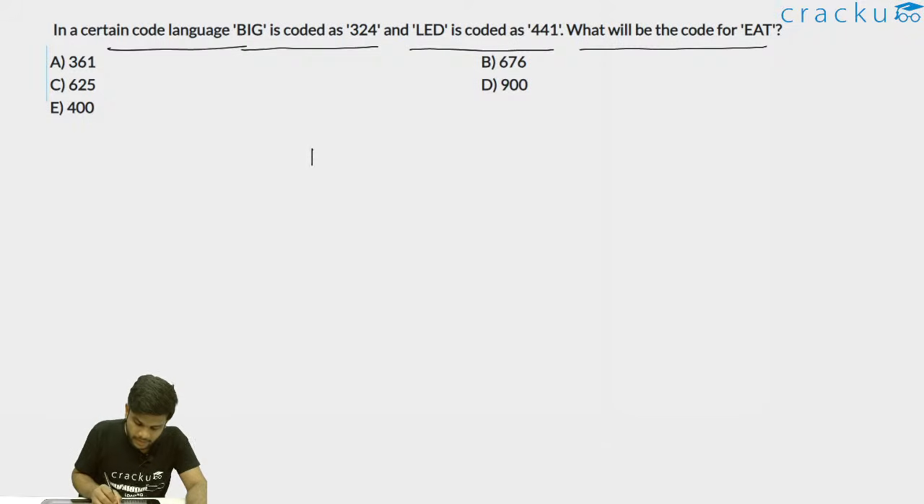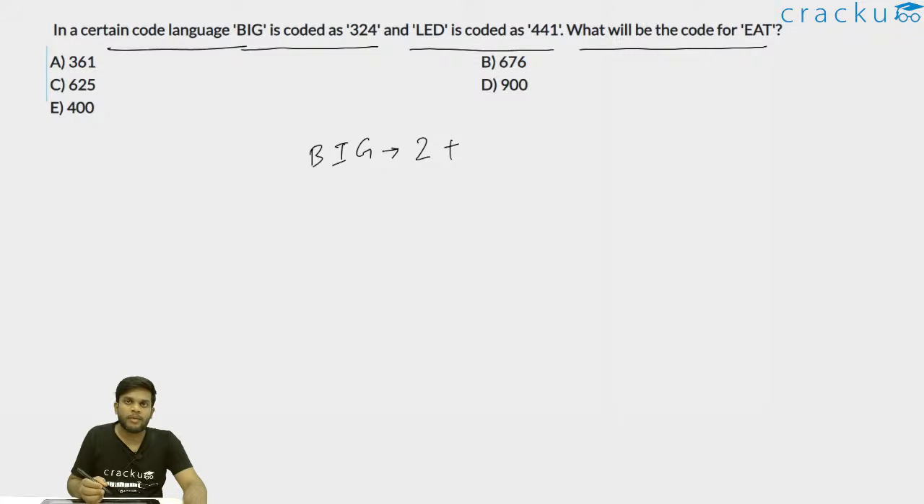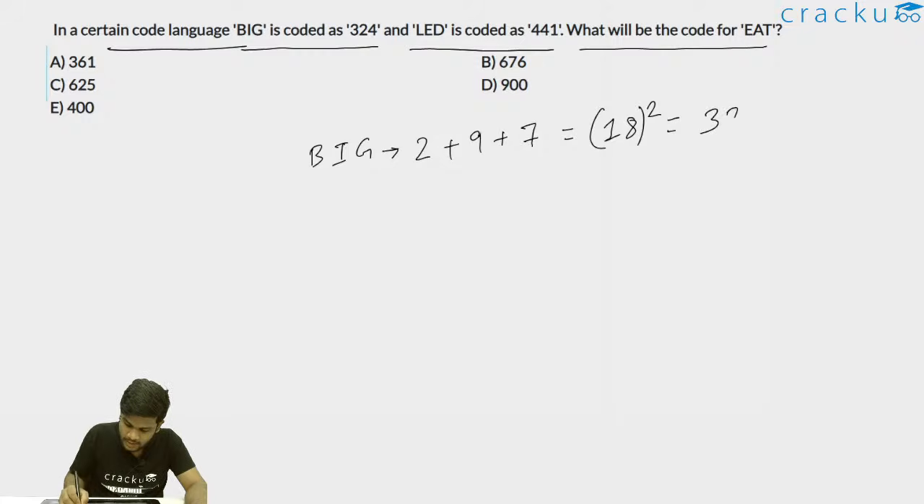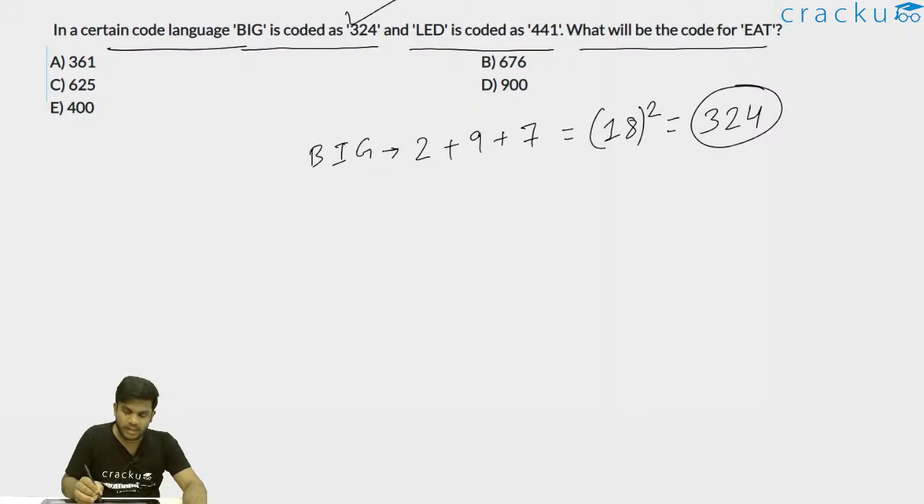So for BIG, B is the second alphabet. I is the 9th alphabet because after I, J comes and J is the 10th one. So I is 9th and G is 7th. When we add all these three, you will get 18. And after you get 18, square it, and 18 squared is 324. So we got the code which is associated with BIG.